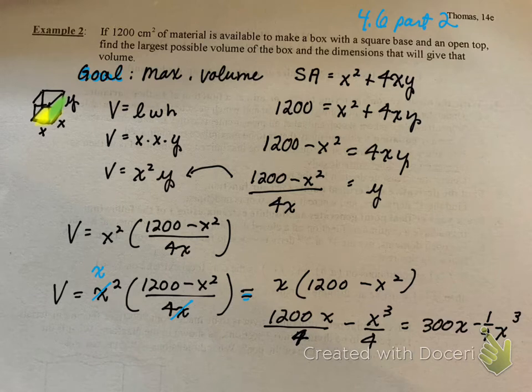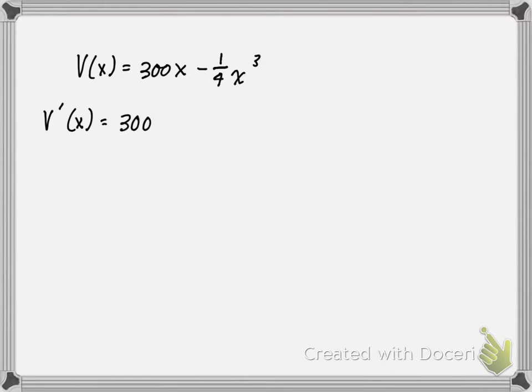So let me just go ahead and write that down again. So we found the original equation is the volume in terms of x equals 300x minus 1/4 x cubed. Okay, we're now ready to take the derivative. So if I take the derivative of this function, I get 300 minus, bring the 3 down, so we get 3/4 x squared. And that is the derivative.